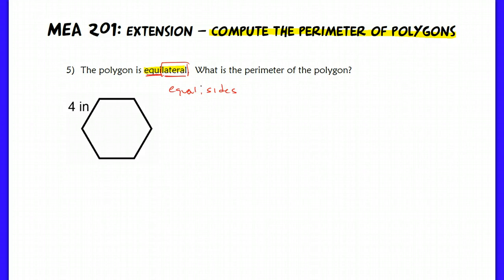So if it has equal sides and this perimeter is what I want to calculate, then I'm going to put a 4 here, here, here, here, and here because each side is 4 inches. Now I could also recognize that this is a hexagon. It has 6 sides. And all of these are the same, so I can mark this as the same. And then since I know it has 6 sides, instead of writing 4 six different times, I can write 4 times 6. So I end up with a perimeter of 24 inches.